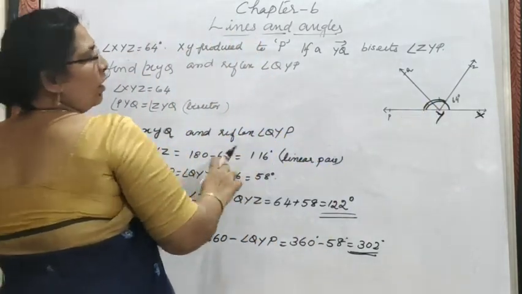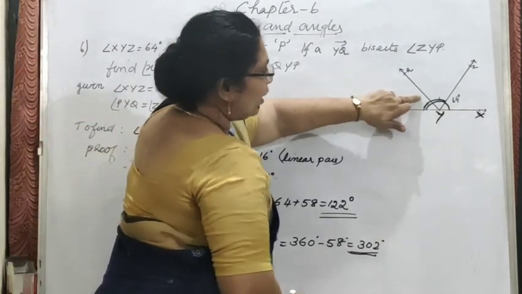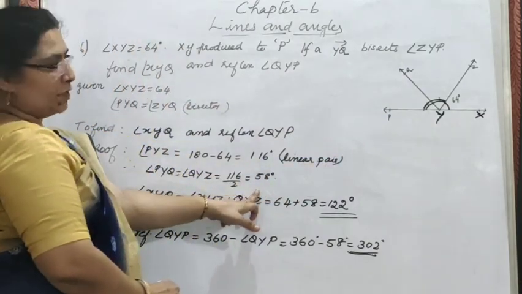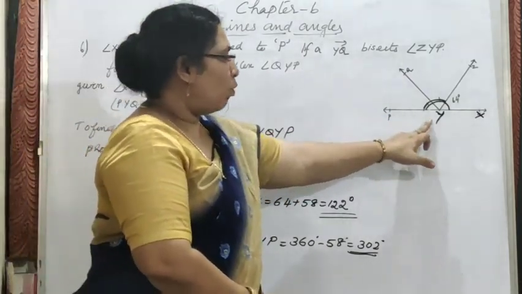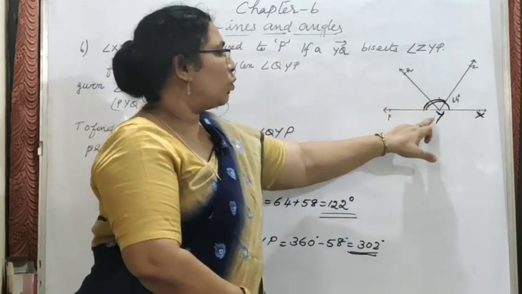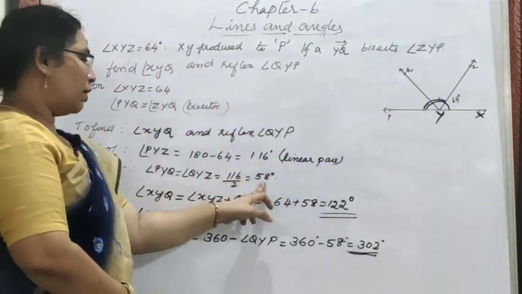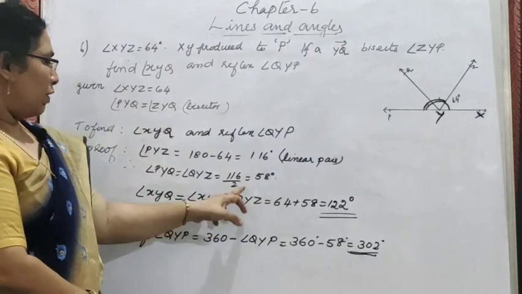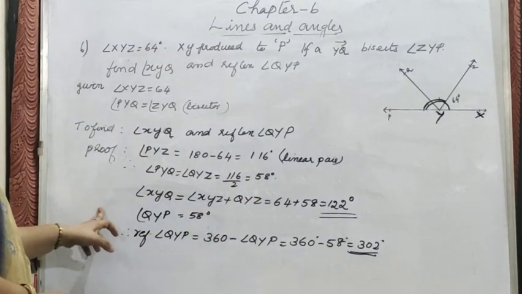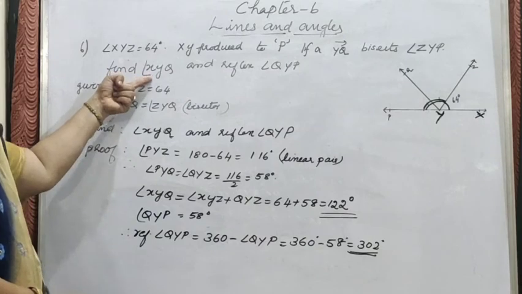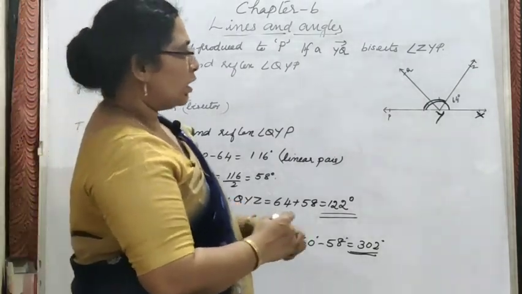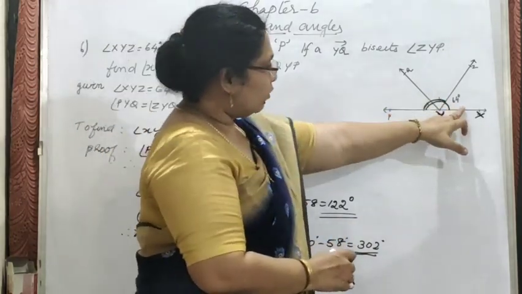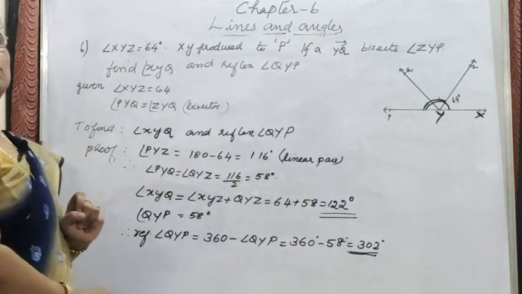Now what is the next property? YQ bisects here. This whole angle is 116. So each angle will be 58 degree. Which are they? PYQ as well as QYZ. So each angle is equal to 58 degree, because in the question it is given that it is bisecting. So we have calculated and it is equal to 58. Now find what? Angle XYQ. Angle XYQ means 64 plus this angle. This angle we have calculated as 58. So 64 plus 58 is equal to 122.